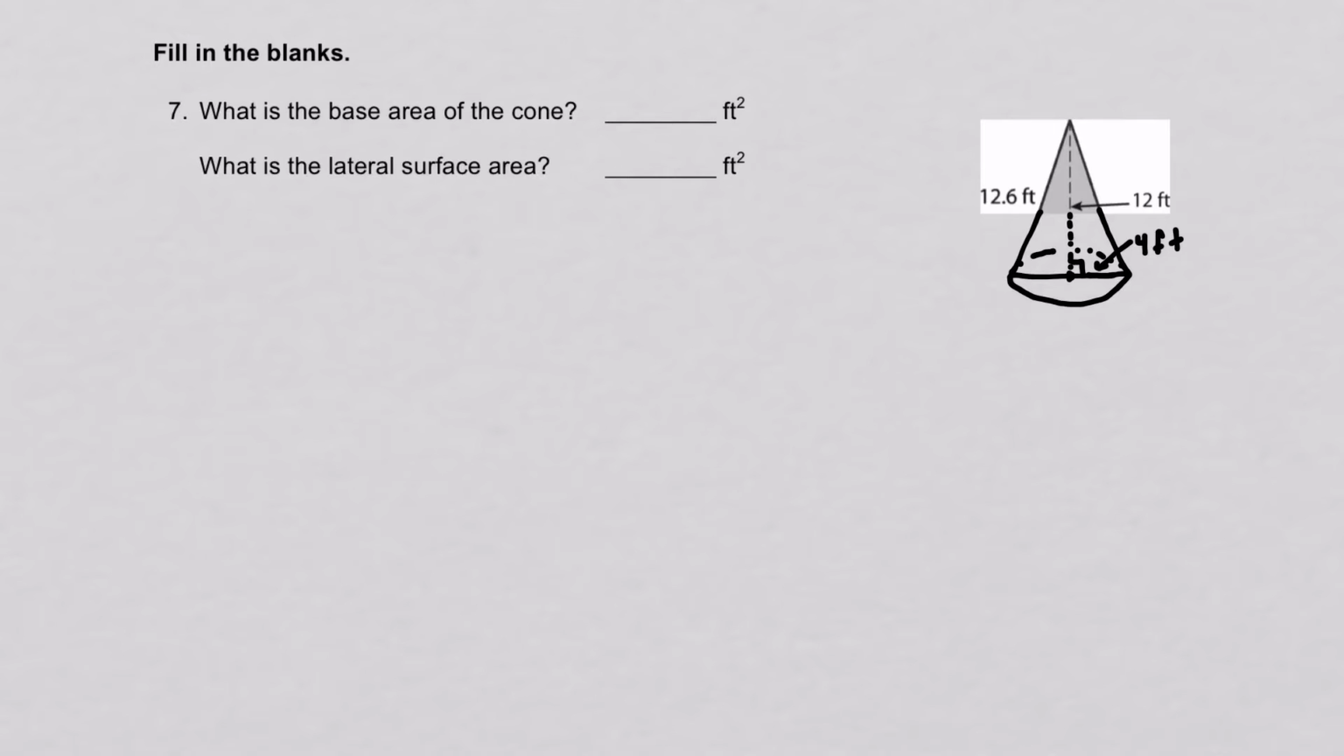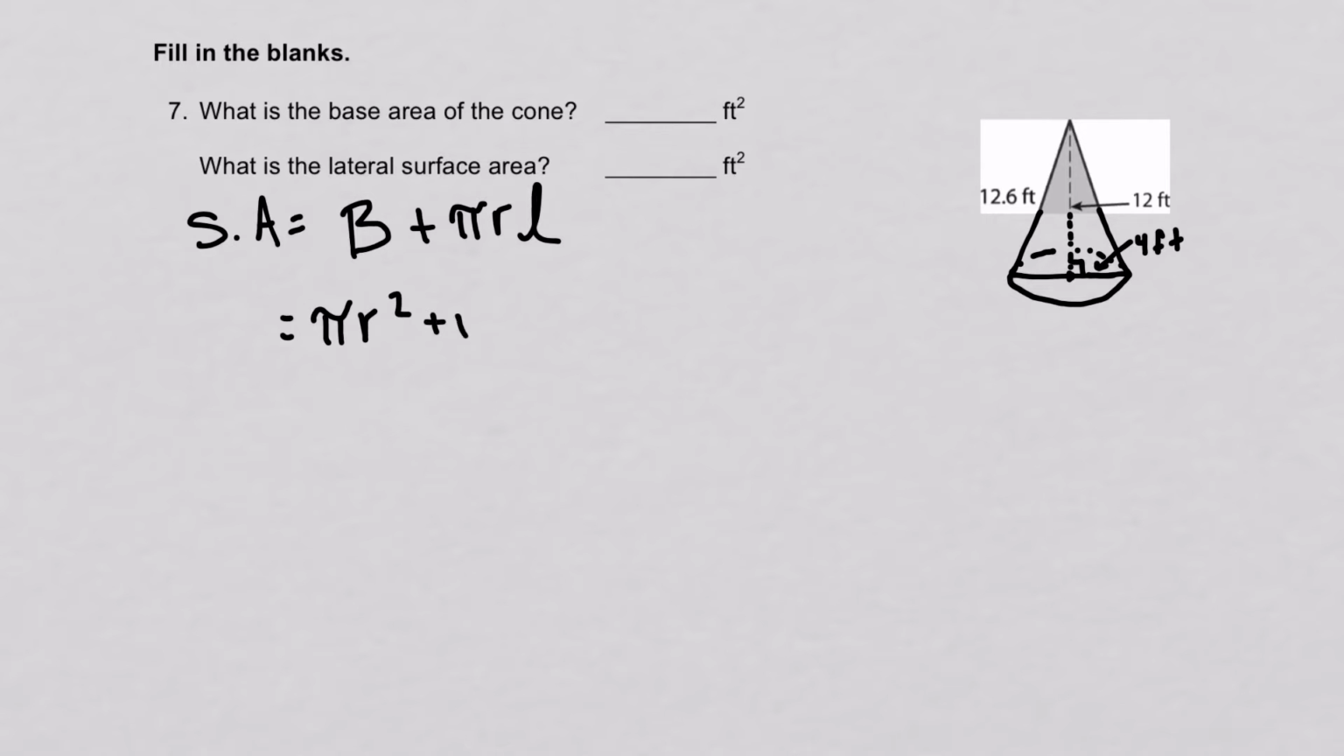Let's recall the surface area of a cone is equal to the area of the base, which is B, and there's only one base, plus the lateral area, which is given by pi r L, where L represents the slant height. Or instead of B for the area of the base, we can write pi r squared, since the base is a circle, plus pi r L. So for number 7, the first part asks for the base area of the cone, which is basically this part only, pi r squared.